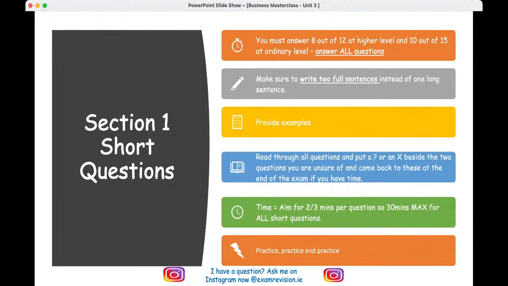There's only a bank of questions that we have as examiners. There's only a certain amount of questions that can be asked. So it's so important that you practice all the previous exam years. Go back and practice the last 12, 13 years of the Leaving Cert Business short questions, and that way you will see they just repeat each other over and over again, and you will be able to maximize your marks.